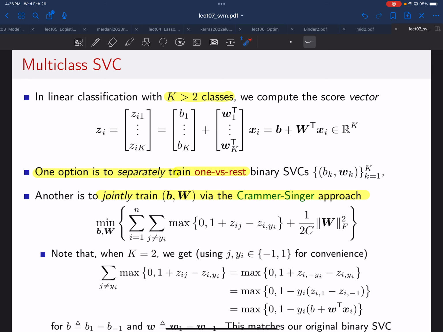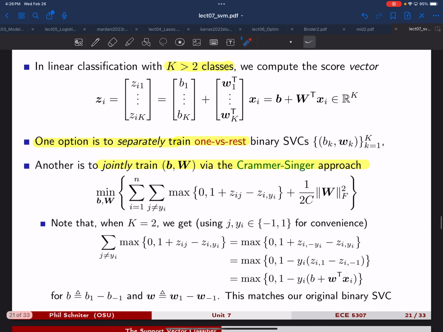And I don't want to get into too many details, except to say that if you look at this in the k equals 2 case, and you do a little bit of analysis, you can find out that this matches the original binary SVC. So basically, it's just a way of generalizing our original binary SVC to more than 2 classes. It is more computationally intense in terms of running the optimization algorithm to do this, but it does work a little bit better in practice than this one versus rest approach.